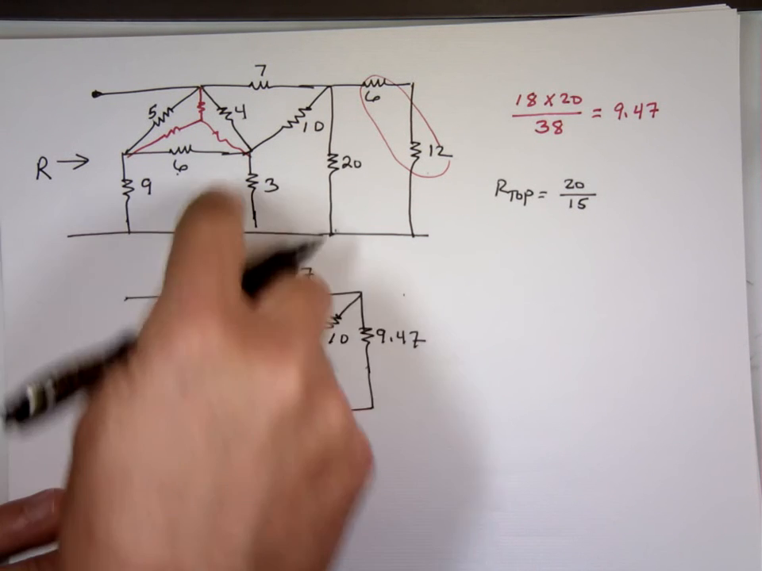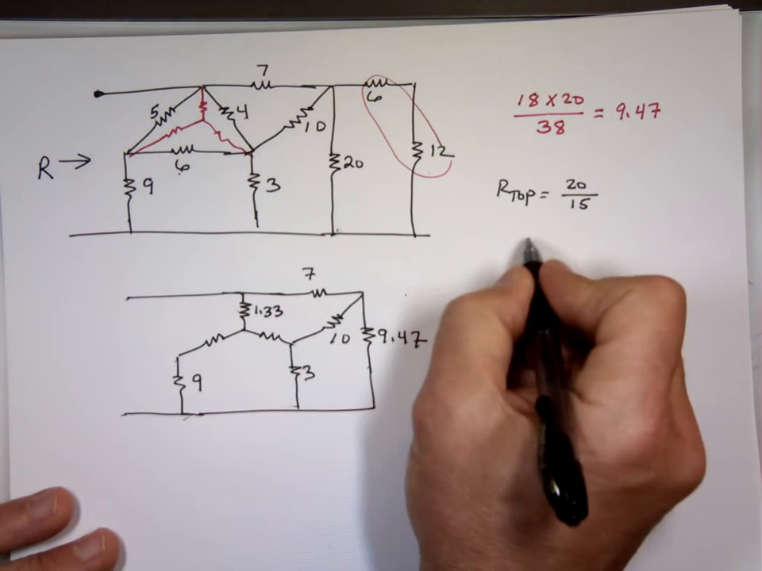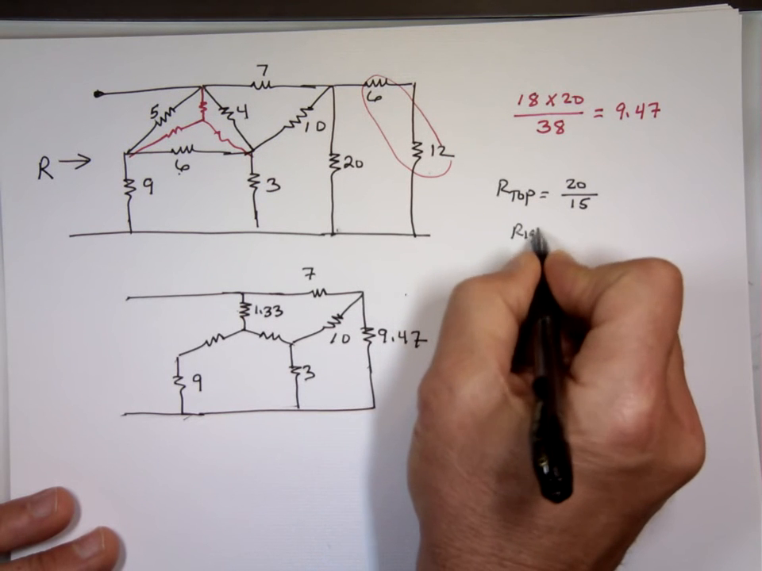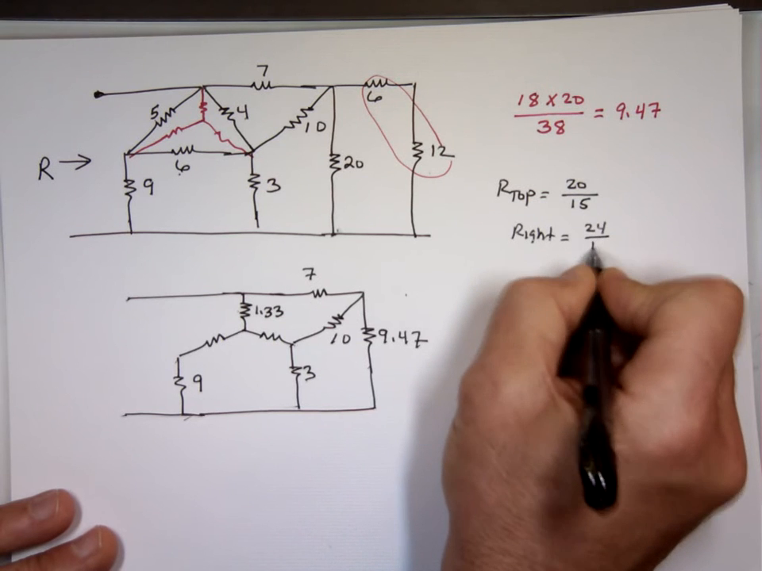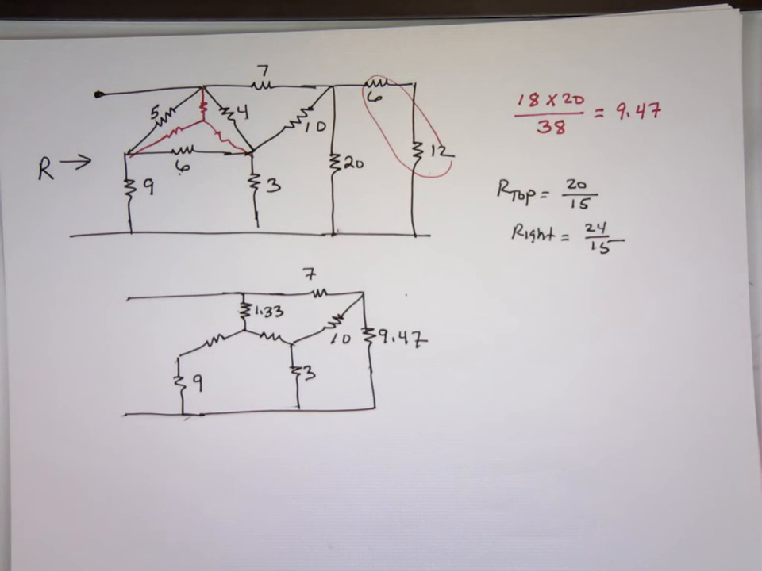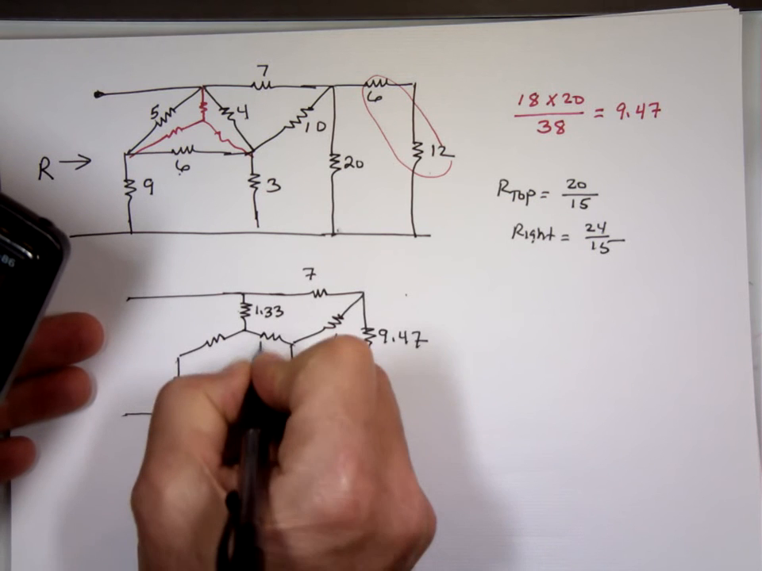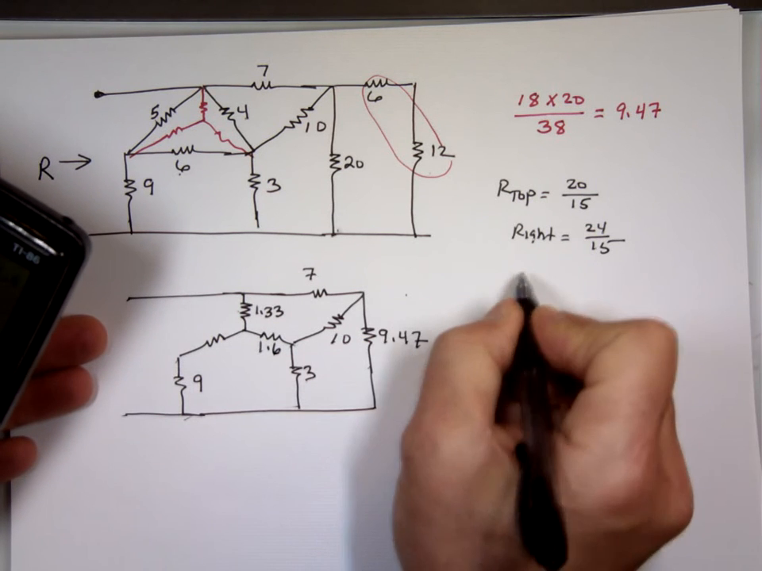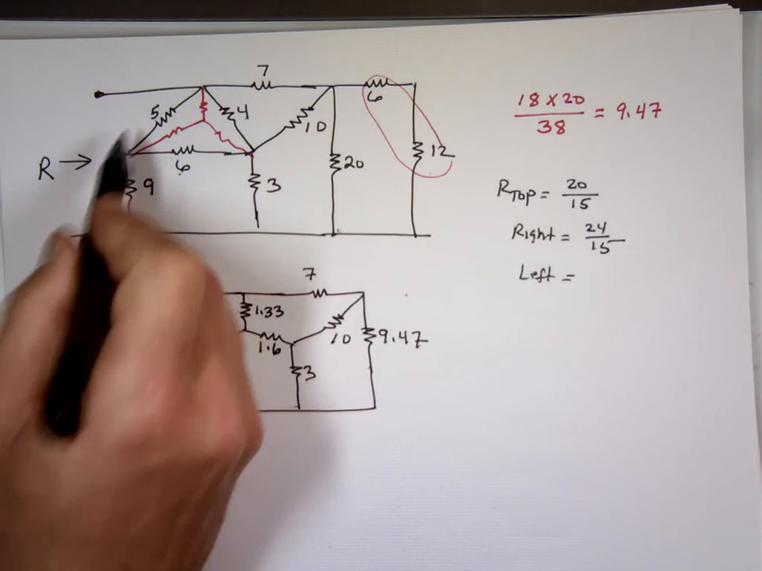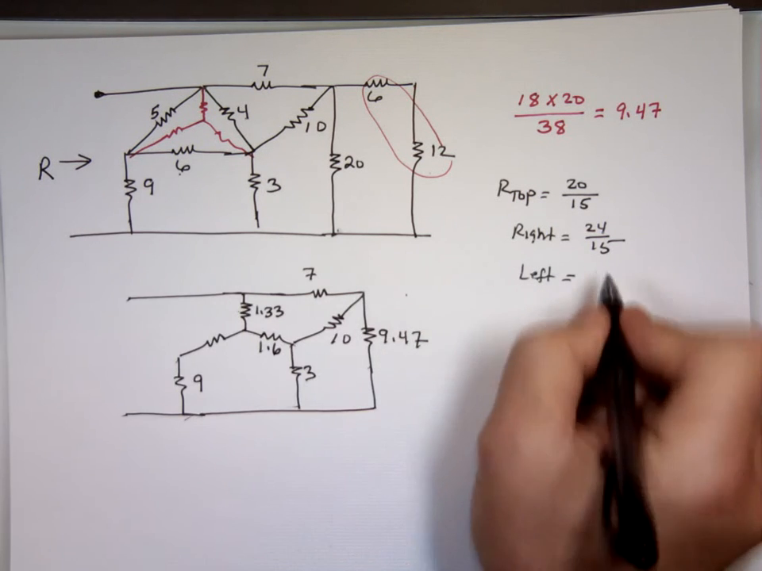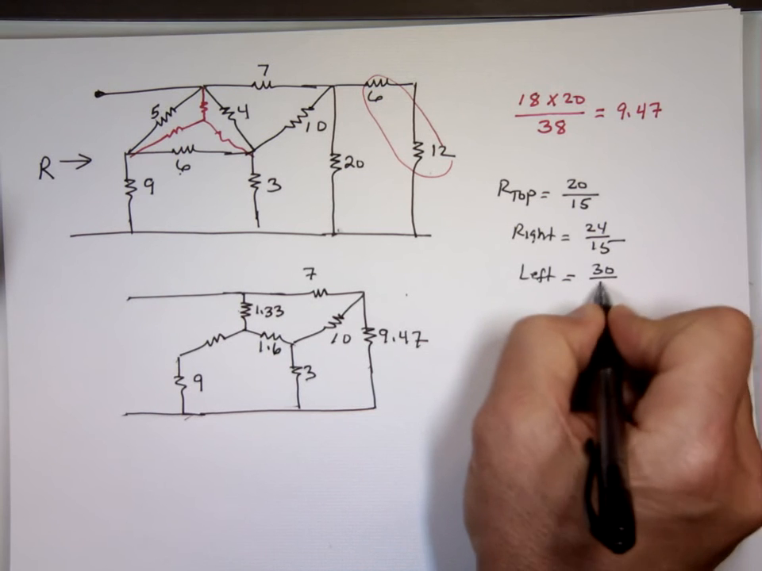The one on the right, 4 times 6, 24 over 15. What's 24 divided by 15? 1.6. And the left, 5 times 6, which is what? 30 divided by 15, which is 2.